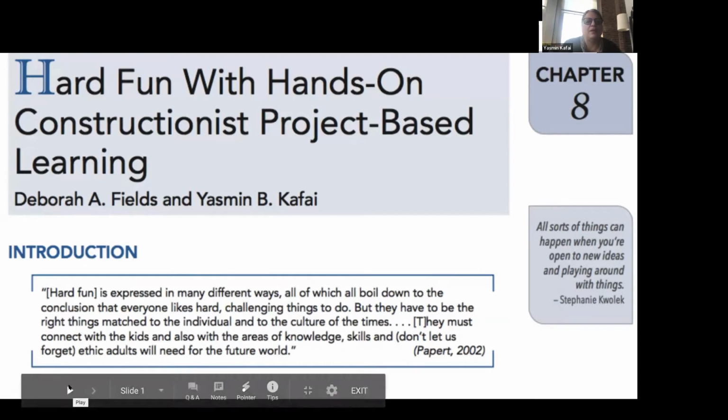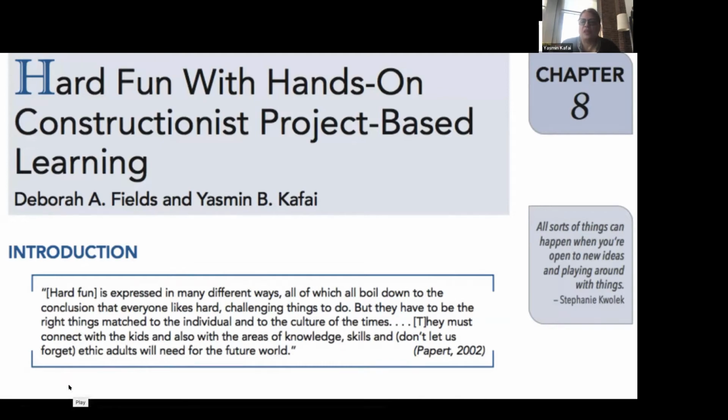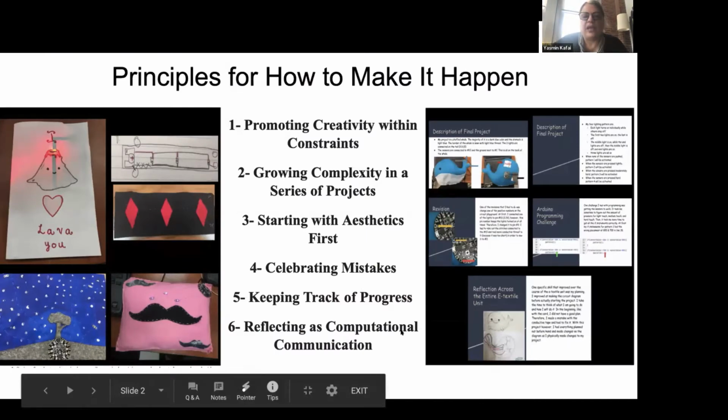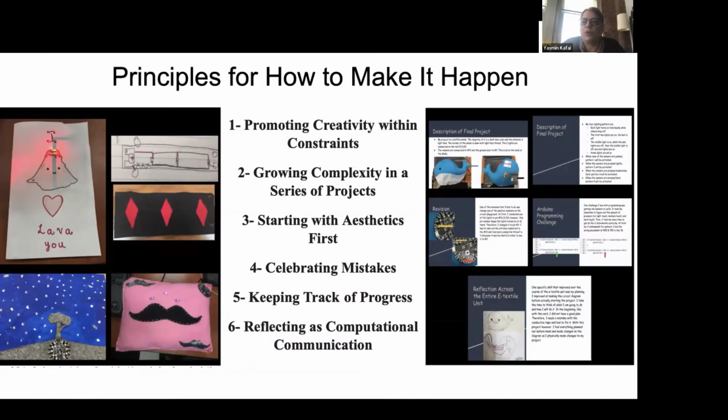This is a chapter I wrote with Deborah Fields, and it summarizes our experiences. How do we actually teach algorithms, data structures, and all these things which are mentioned in the book within a classroom project? What we put into the chapter are principles we had learned by putting electronic textiles into a curriculum for the Exploring Computer Science yearly plan. And we distilled this into 6 principles.